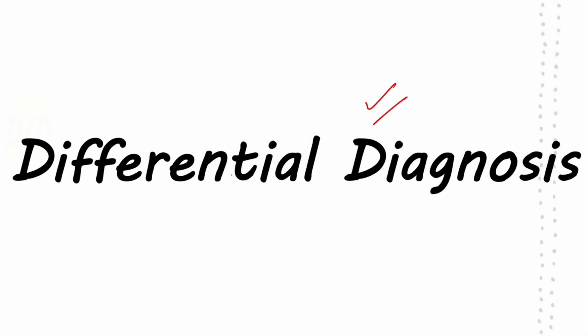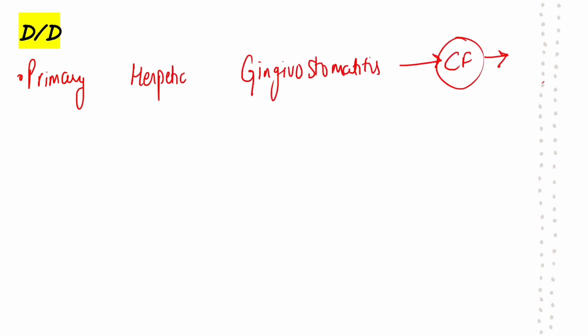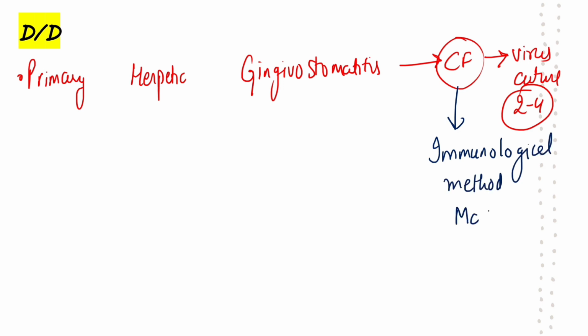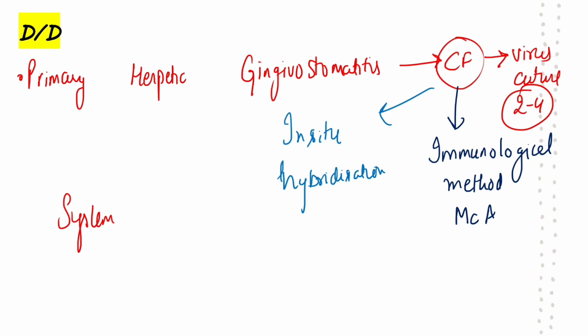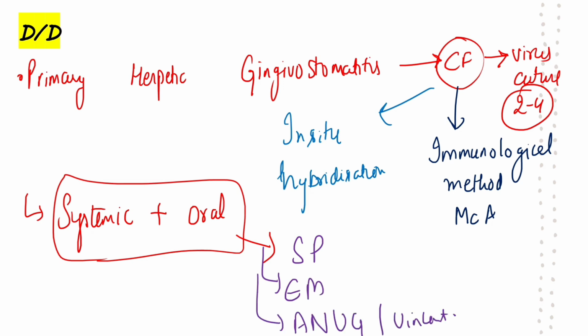Next is differential diagnosis. The primary herpetic gingivostomatitis is usually apparent from its clinical features. It can be confirmed by the virus culture, which requires 2 to 4 days for positive identification. Immunological methods using monoclonal antibodies or in situ hybridization techniques have become usually successful for specific virus identification in tissue sections. Now, systemic signs and symptoms coupled with oral ulcers may require differentiation from streptococcal pharyngitis, erythema multiforme, acute necrotizing ulcerative gingivitis, or Vincent's infection.